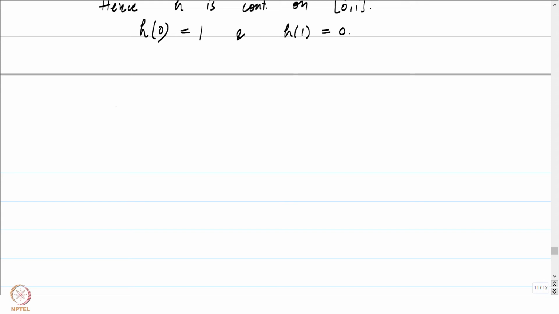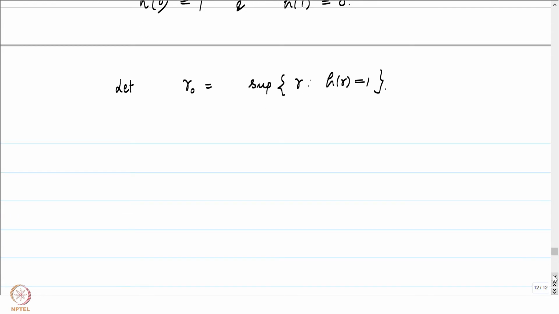than 1. Let's pick r naught to be the supremum over all r such that h of r is equal to 1. It can happen that h of r takes the value 1 multiple times, but we can pick the supremum over all such values, r naught, and h of r naught in particular should be equal to 1 by continuity of h. Also, you can check by the intermediate value theorem that h of r will be strictly less than 1 for r greater than r naught. That's something which you should sit and check. I told you why it will be the case.